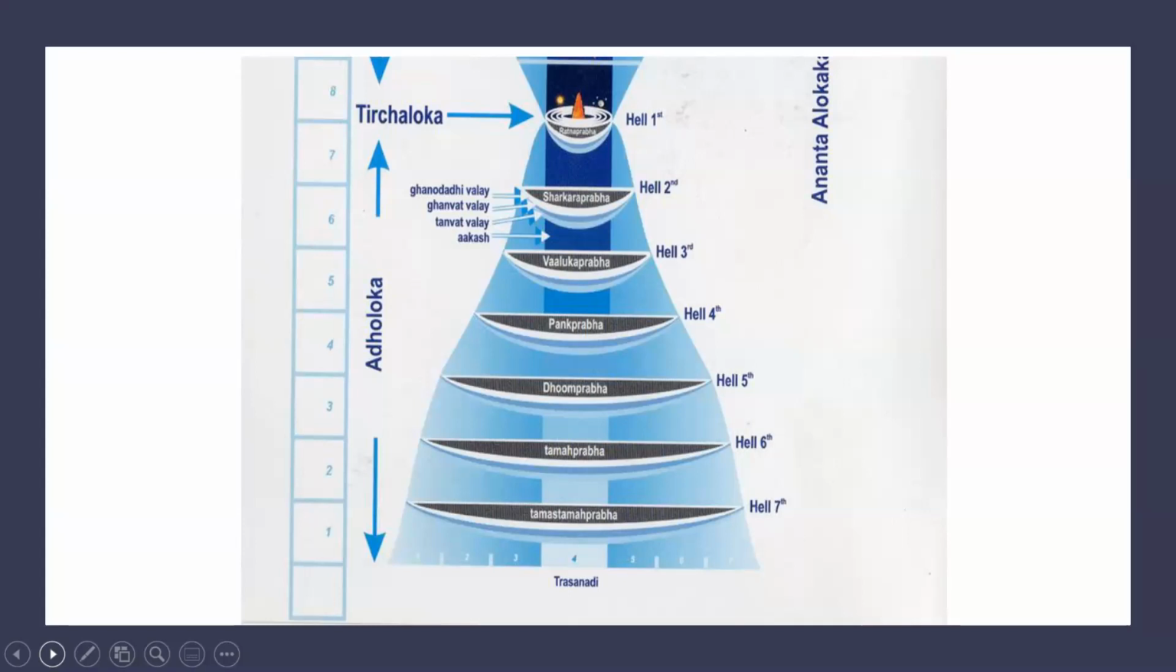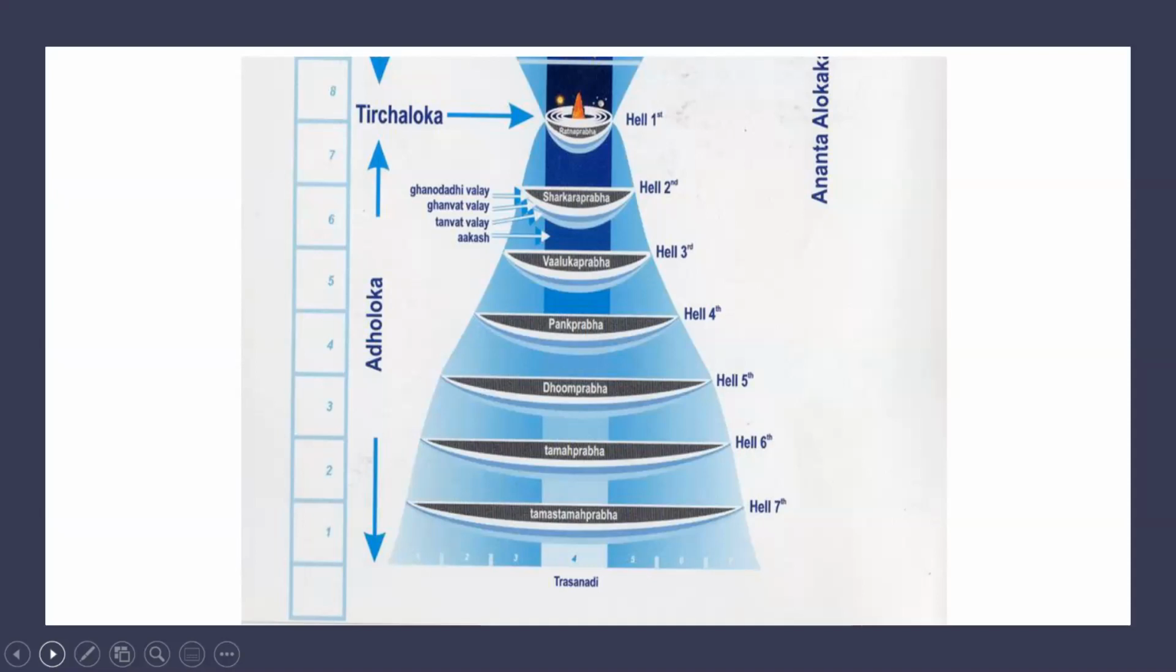Now, one thing to remember here is the thickness. The thickness of the Narkavas goes on decreasing as you go down. So we saw in our last class, the thickness of the first Narak is 180,000 yojans. And in the second Narak, the thickness is smaller than that of the first Narak: 132,000 yojans. In the third Narak, the thickness further decreases, it's 128,000 yojans, and so on and so forth.